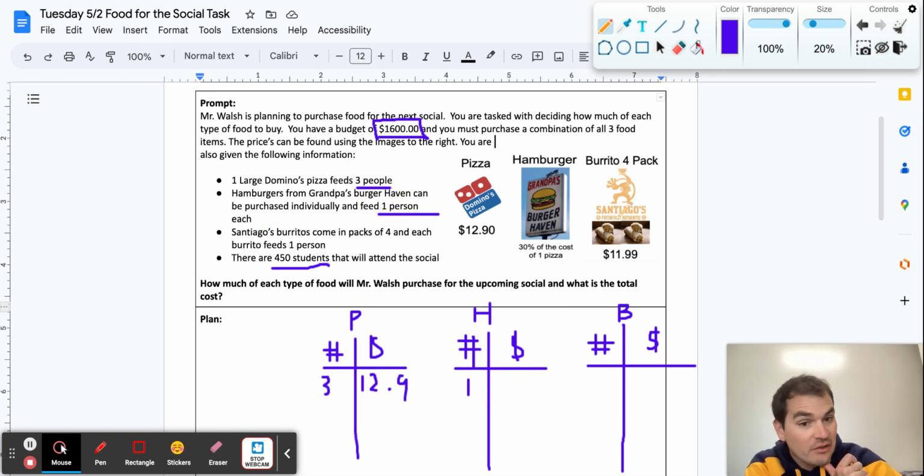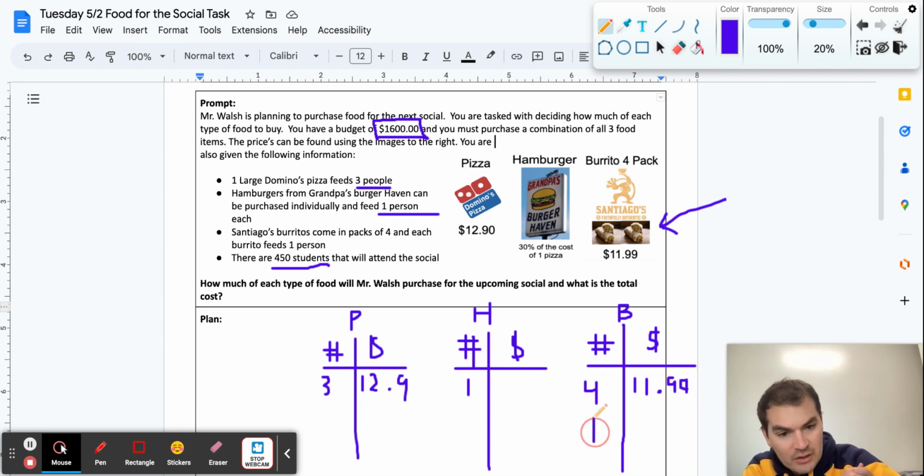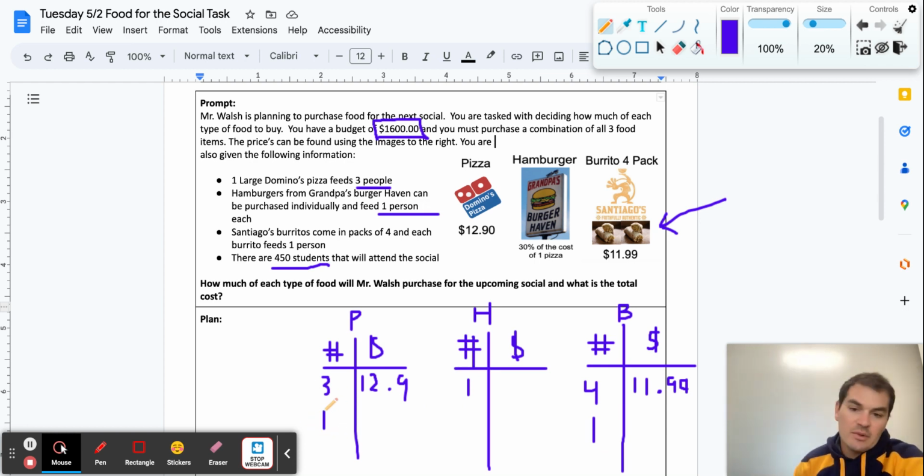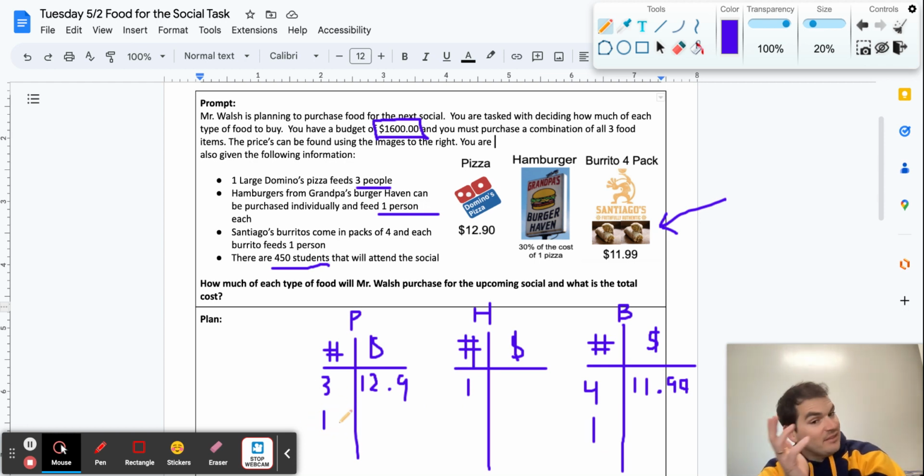But Santiago's burritos, it's a 4 pack. I tried to get an image with four burritos there. That obviously feeds four people, one person per burrito. And so if you take these amounts and find unit rates by dividing by four here, I did not finish that nine. Dividing by four here to get to the cost of one, dividing by three here, you're going to see which one's the cheapest. If you find the cheapest, that's the thing you should buy the most of.